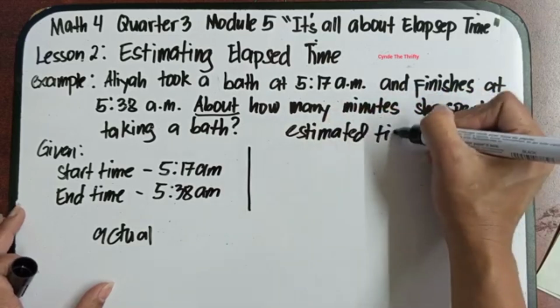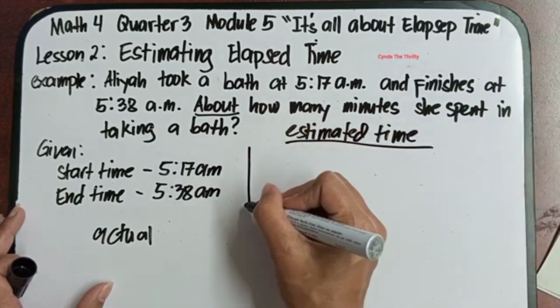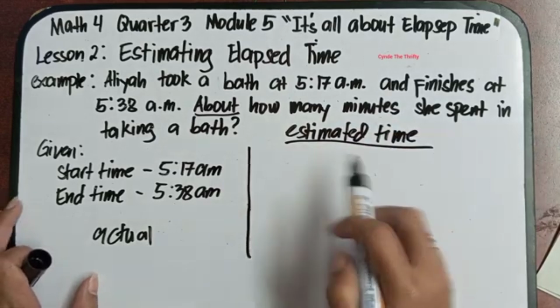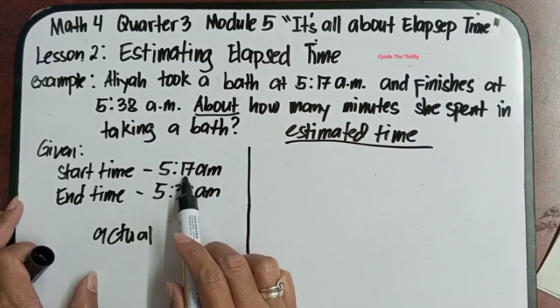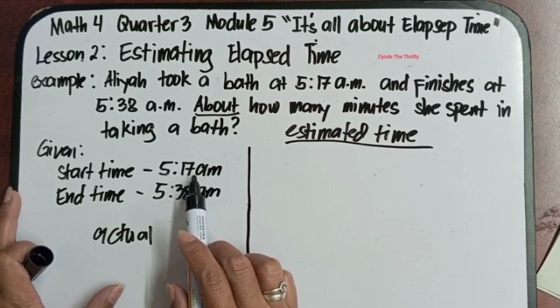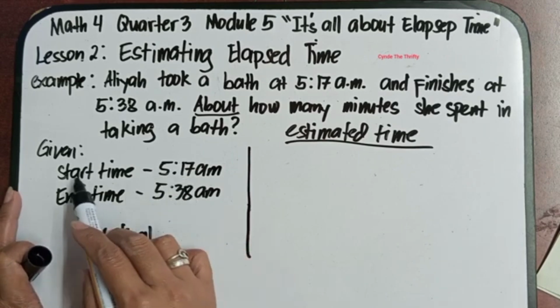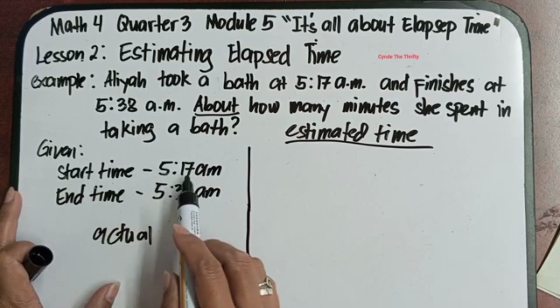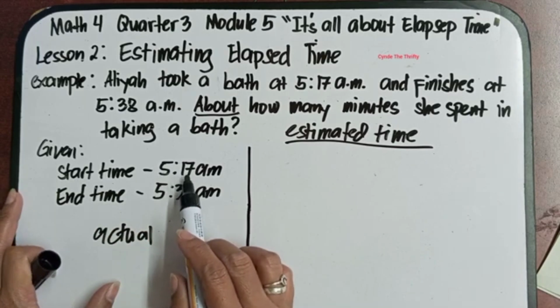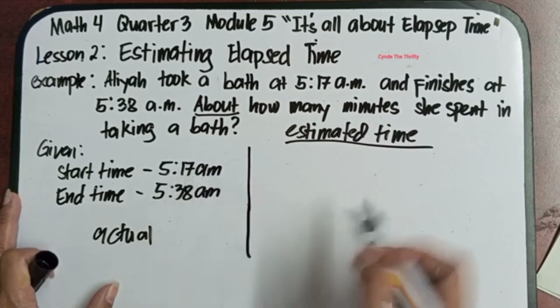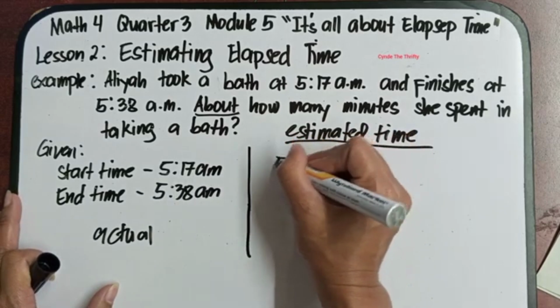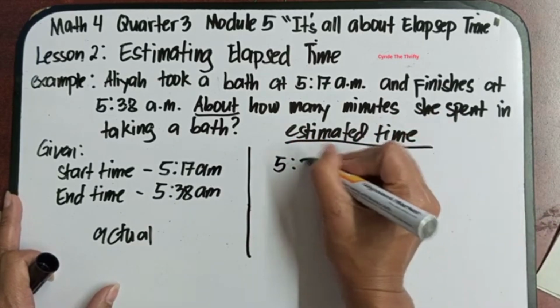Okay? So, sa pag-estimate ng ating time, ang gagawin natin is i-round off natin ang ating minutes. So, saan yung minutes natin? Ito yung ating hours at ito yung ating minutes. I-round off natin ang ating minutes to the nearest 10. So, ang pag-round off natin nito, i-round off natin ang ating starting time, 5:17. So, ang minutes natin is 17. I-round off natin siya into the nearest 10. Ano yung pinakamalapit na 10 sa ating 17? So, 20. So, ibig sabihin, ang estimated time natin dito sa kanyang pag-start is 5:20.